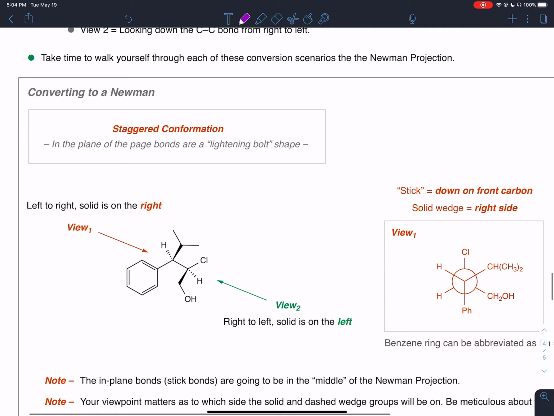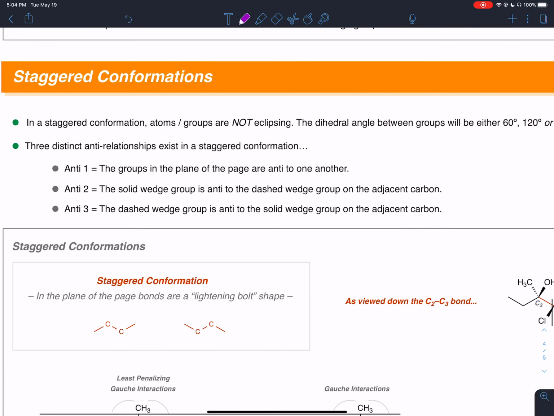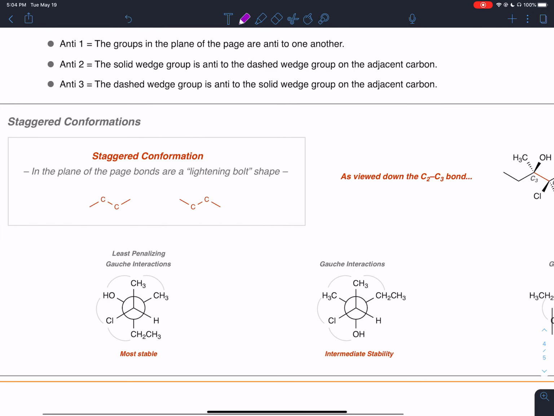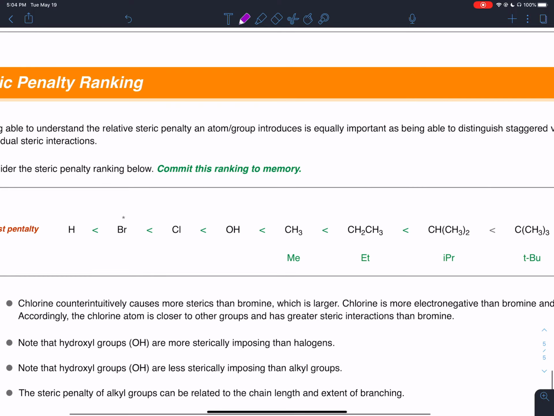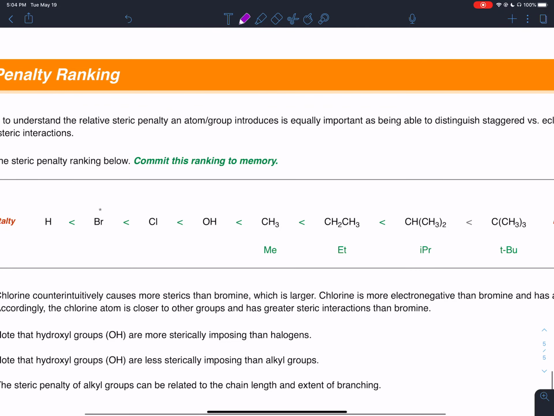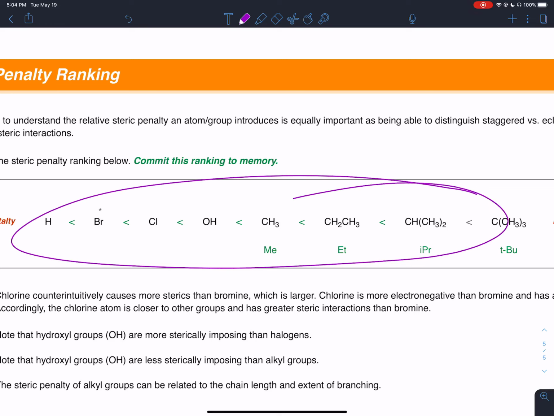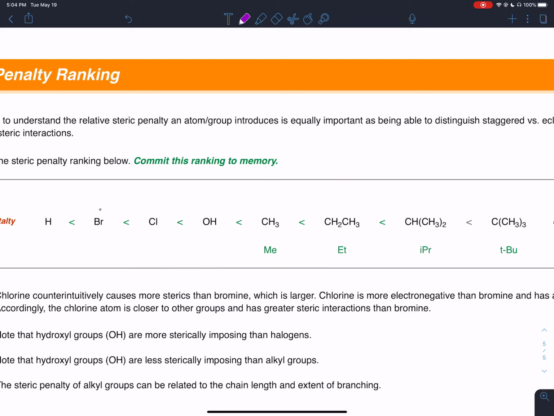You will need to know how to convert to these Newman projections and how to identify this difference between staggered conformations and eclipsed conformations, and then ultimately rank conformations, right? Rotating about the carbon-carbon bond, the different states that we could have. You will need to be able to use the relative steric ranking and penalty of the groups to determine the relative energies of those conformations.